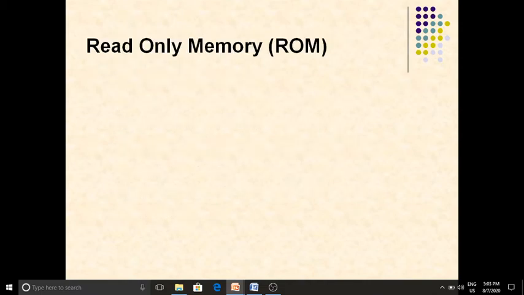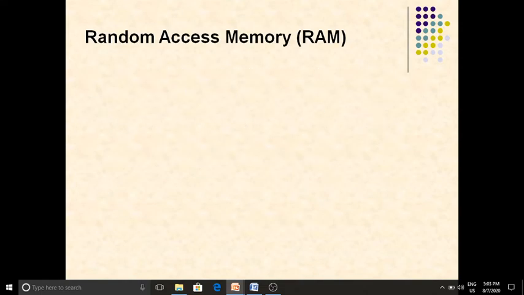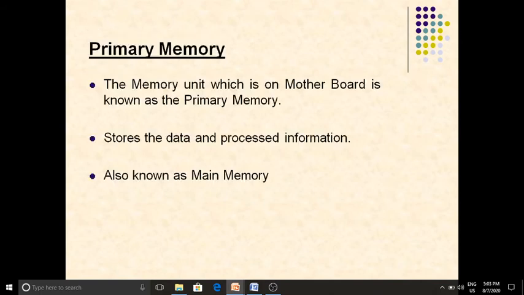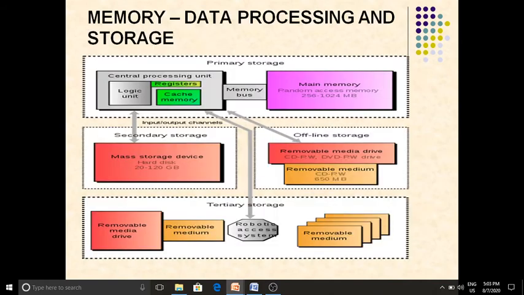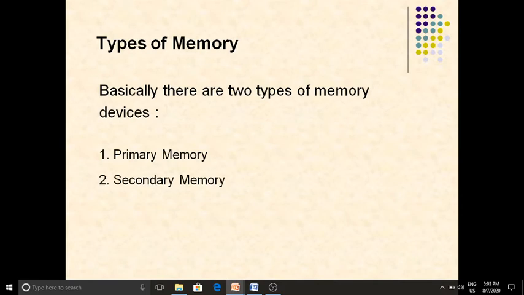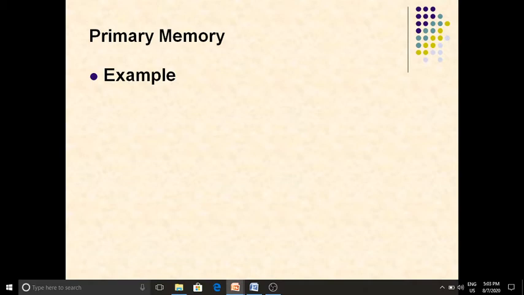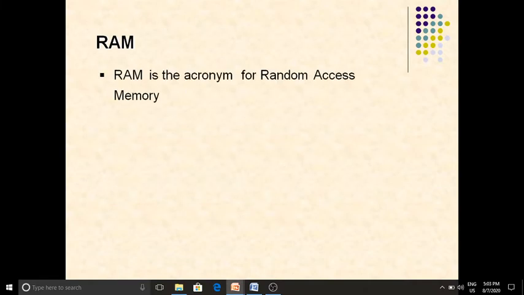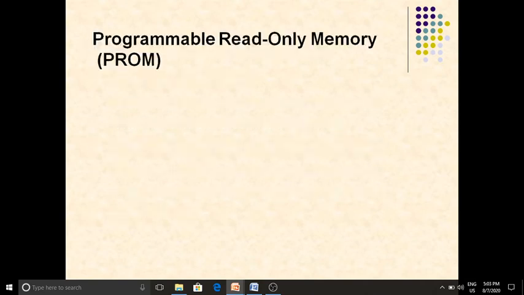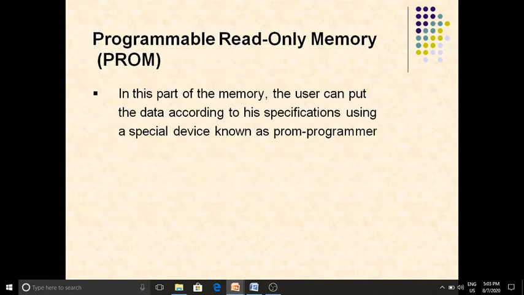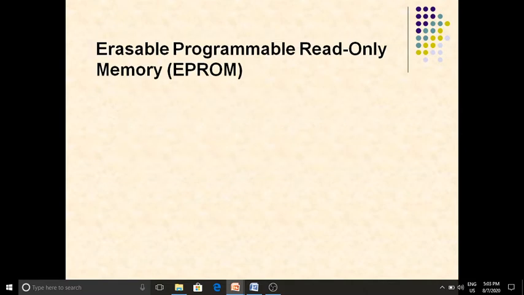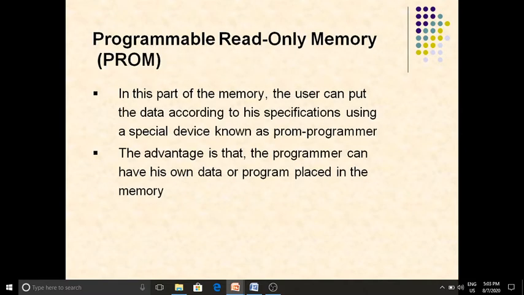Next, we have seen primary memory. There are two types of memory: primary memory is the first one and the next is secondary memory. Under primary memory, we have seen what is RAM and what is ROM. Next, let us go to the next slide. PROM. What is PROM? Programmable read-only memory. Primary memory is divided into four parts: RAM, ROM, PROM, EPROM.